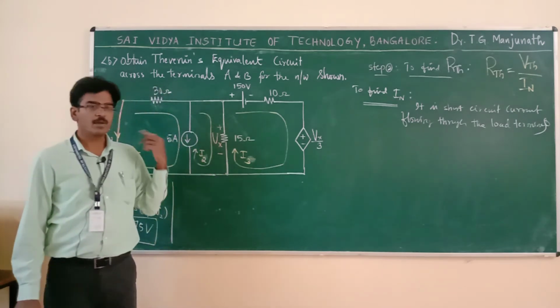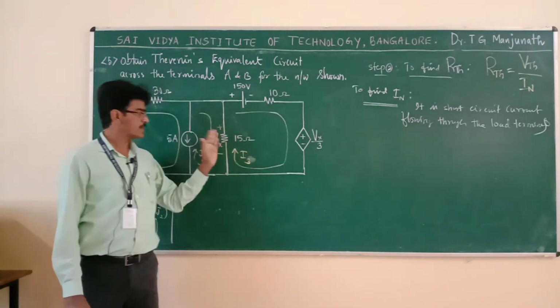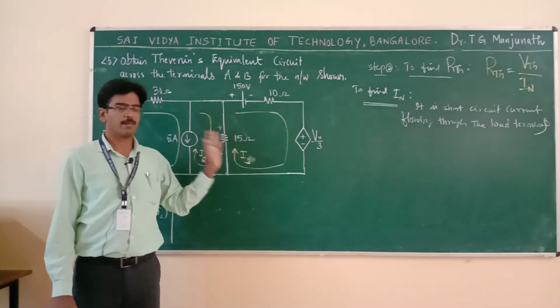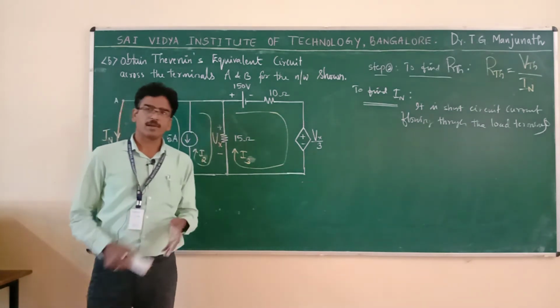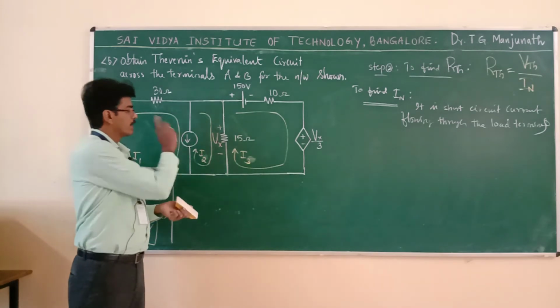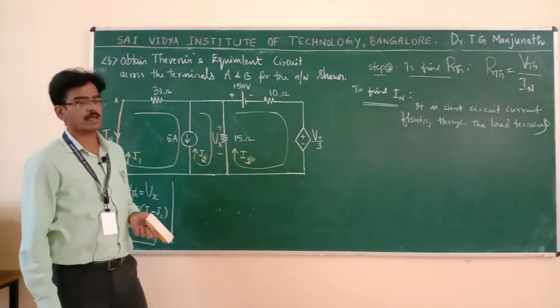Okay? Hence, I should not disturb it. Therefore, I will not disturb the whole current source. I will keep it as it is. I will take 3 loops. Now, what I should do? Since you have a current source, first let us write current equation.